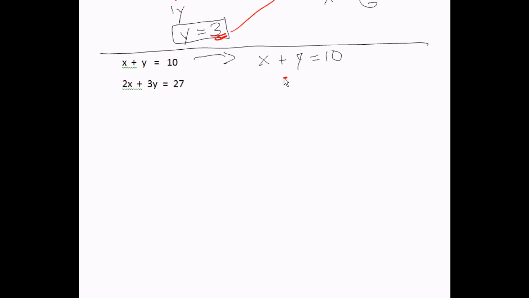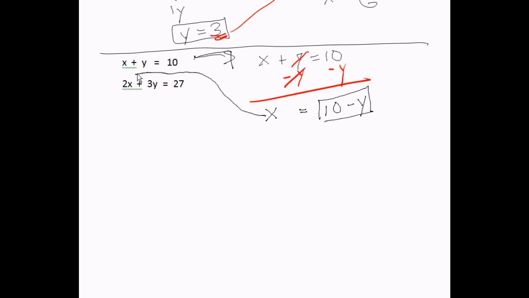So I got to get rid of this y. It's a plus y, so I'm going to minus y to both sides. Y minus y is 0. I'm left with x equals 10 minus y. Okay, so I've isolated the x. X equals 10 minus y. Now, I use this equation and I isolated the x. I'm now going to take this x and plug it into the x of my other equation.